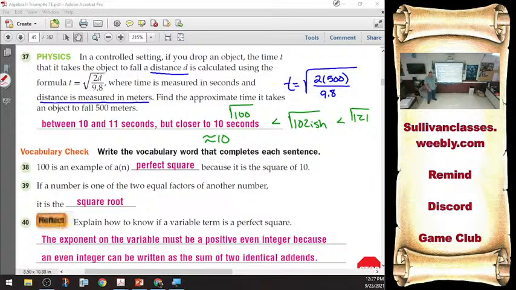Perfect squares and square roots. It was just, remember, the perfect square is the bigger number. The square root is the smaller number that gets squared to make it.